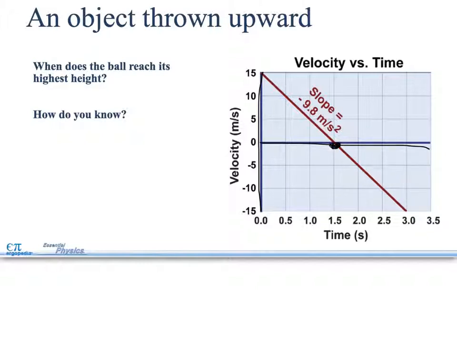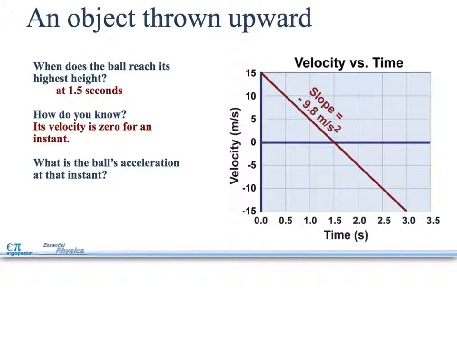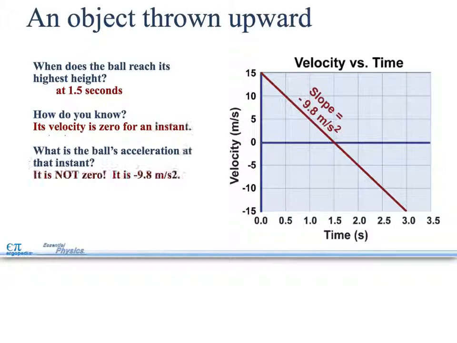This would be the highest point because its velocity stopped at 1.5 seconds, because its velocity is 0 for an instant. But it is not 0 for acceleration. The acceleration is still negative 9.8 meters per second squared. The velocity stopped, but the acceleration didn't.